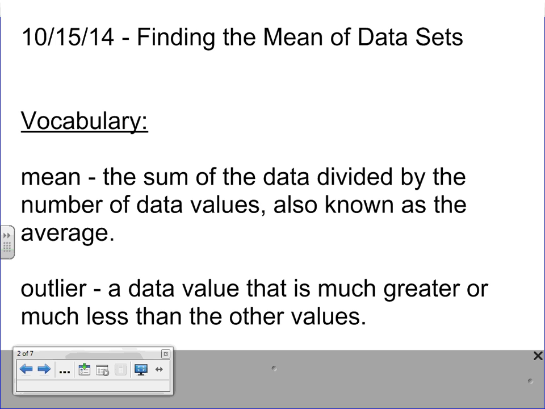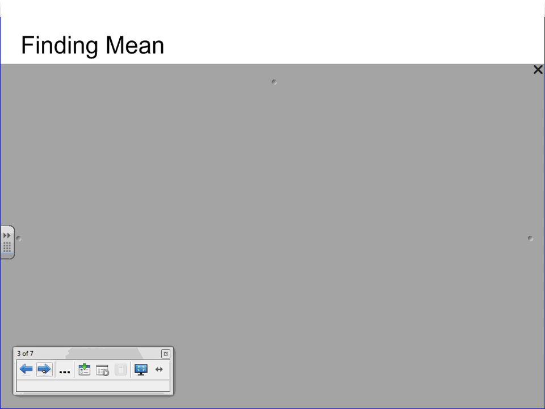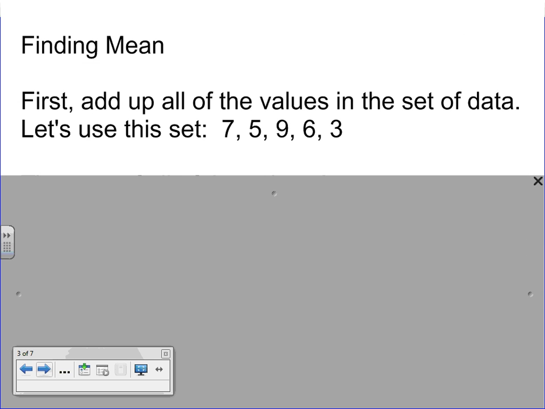So now we know mean is the sum of the data divided by the number of data values, and we know about outliers, that they're numbers that are much larger or much smaller than the rest of the data. We can go ahead and start trying to find the mean. It's a pretty simple process. The first thing we're going to do is add up all the values in the set of data. So for this, let's use 7, 5, 9, 6, and 3.